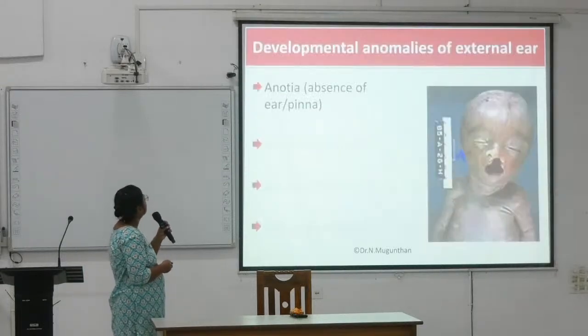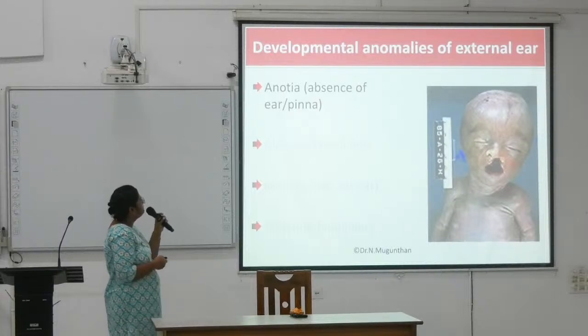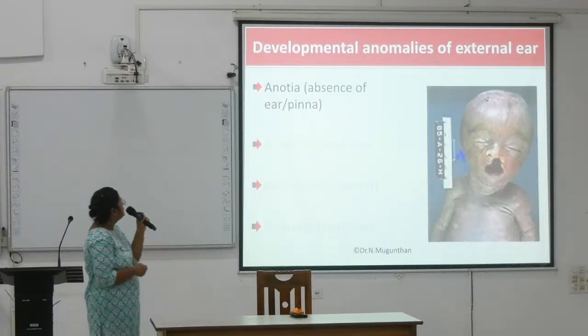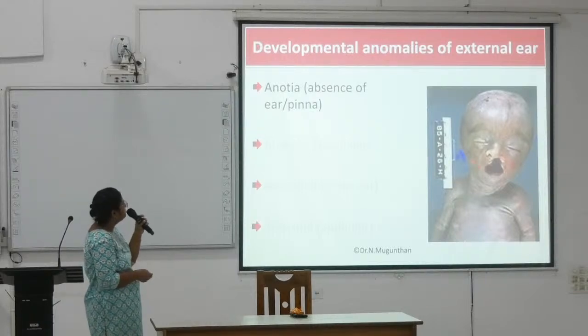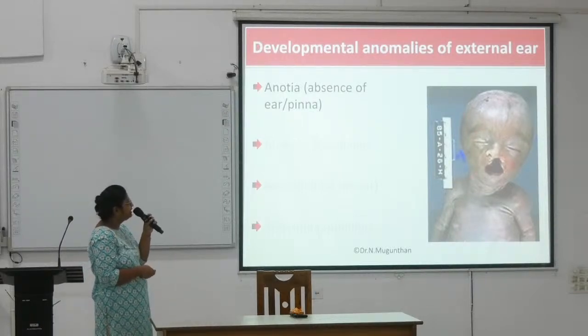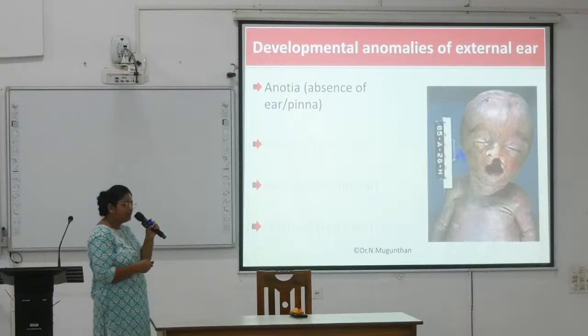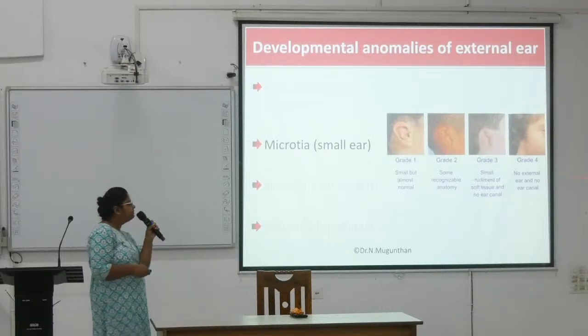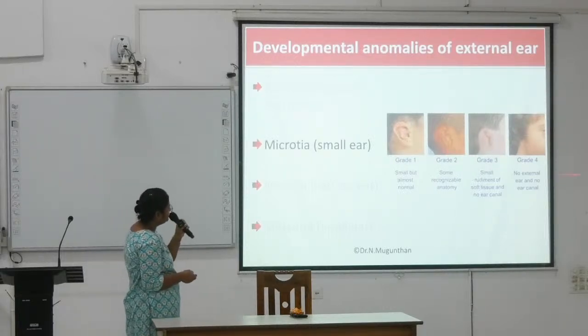Now we go to the developmental anomalies of the external ear. First is anotia, the absence of the ear pinna. You can see in this child there is absence of pinna. Next is microtia, where the pinna and auricle will be small. Different grading is present.